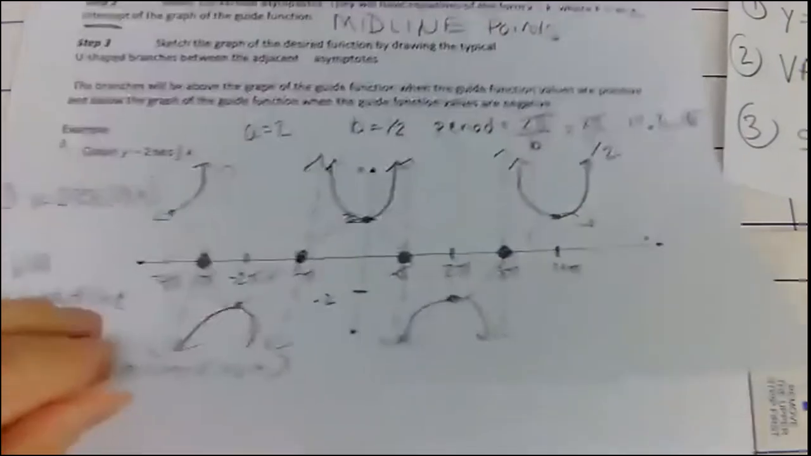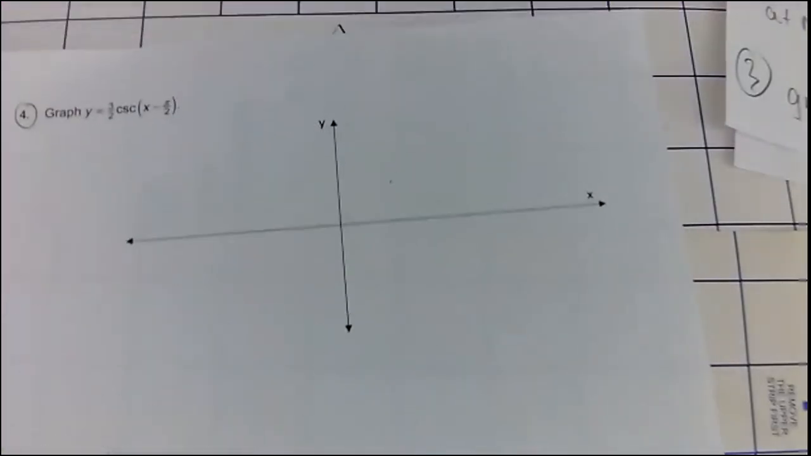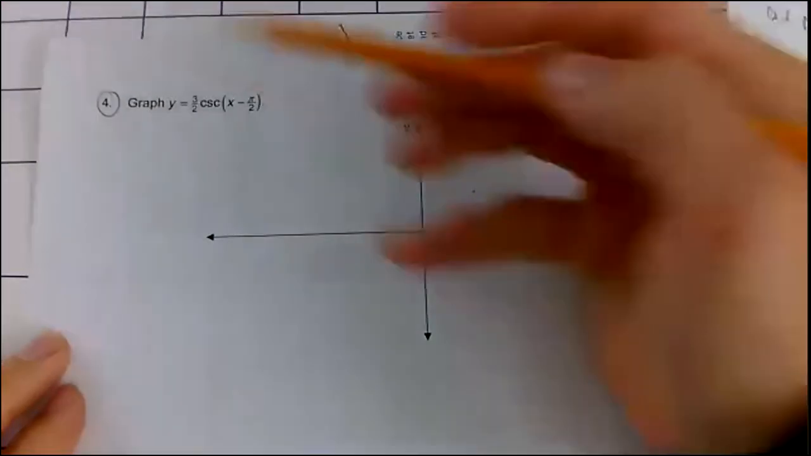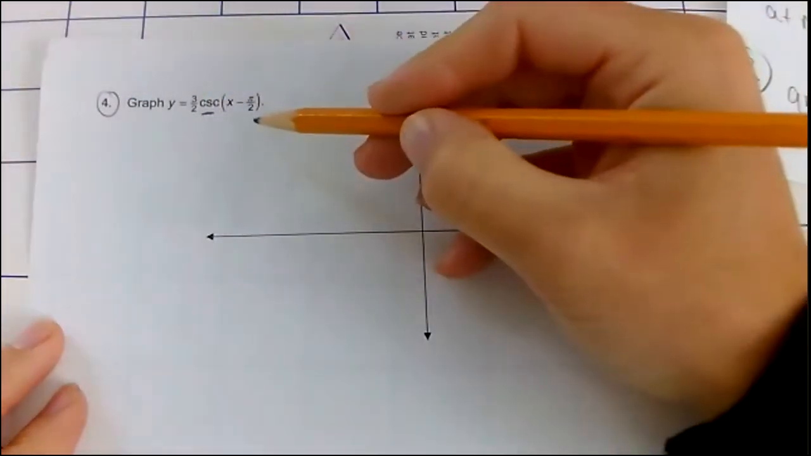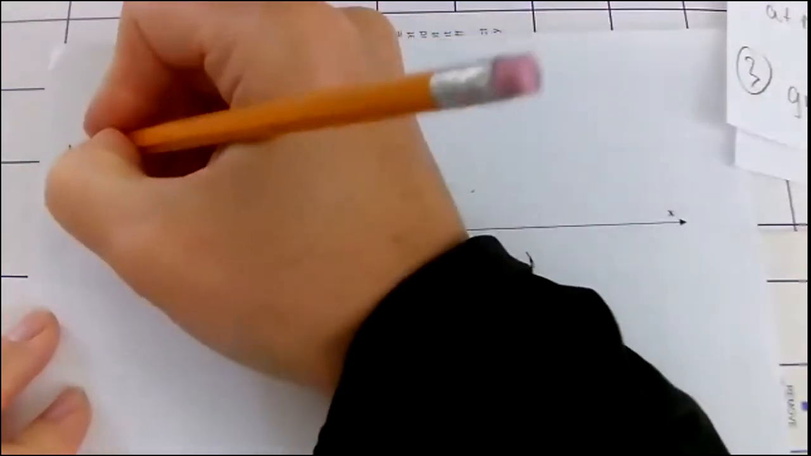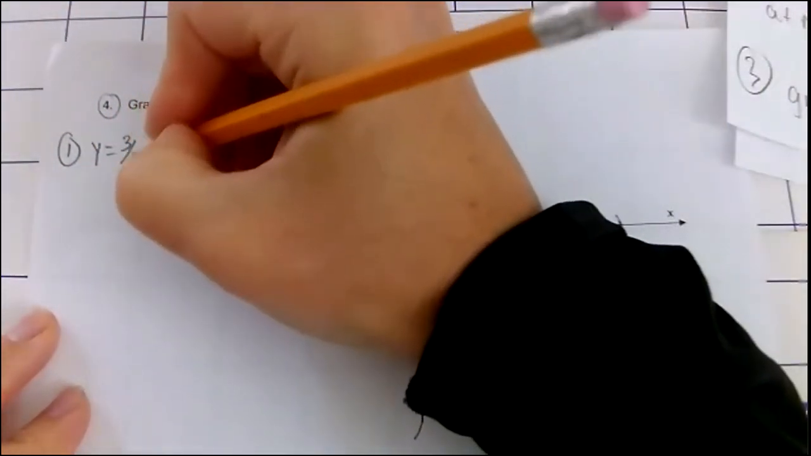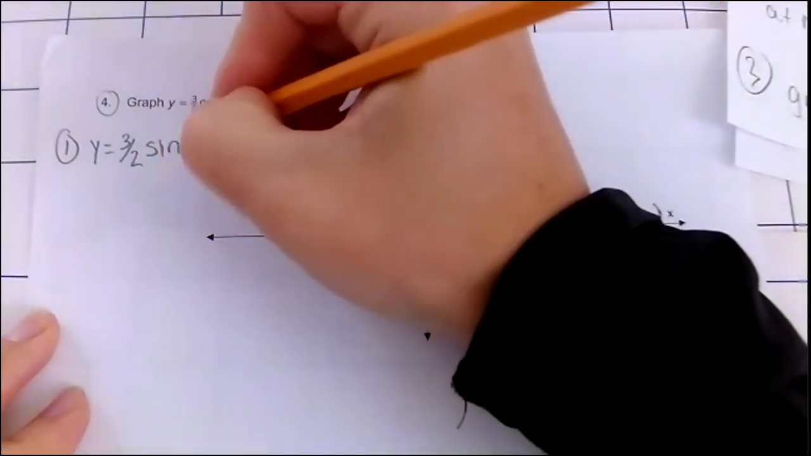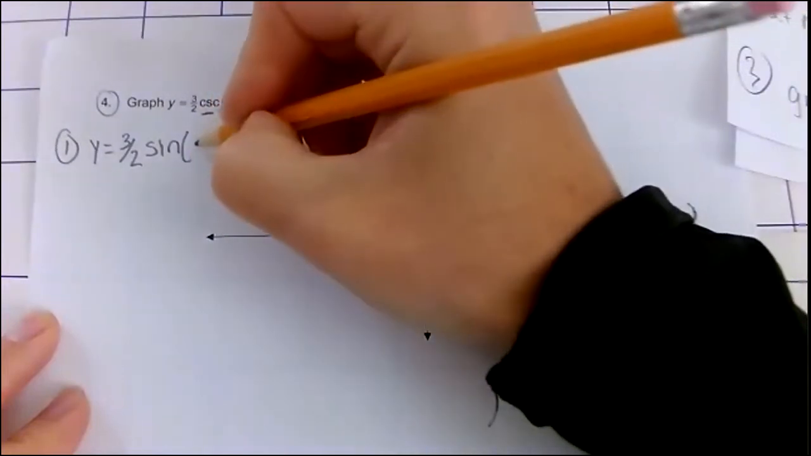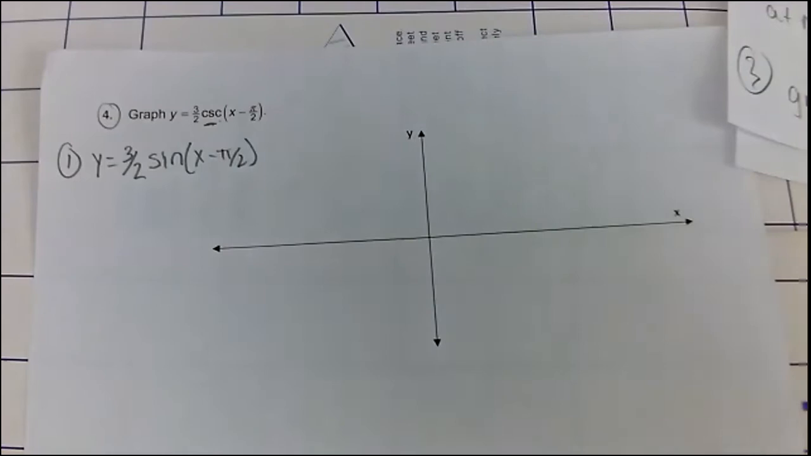All right, next page here. So for this one, we've got a little bit more going on. We've got cosecant, which means we're going to start with the sine graph, right? So step 1 is we're going to graph y equals the reciprocal function of cosecant. So 3/2 sine, and then it's going to be x minus pi over 2. All right, we're going to graph that first.